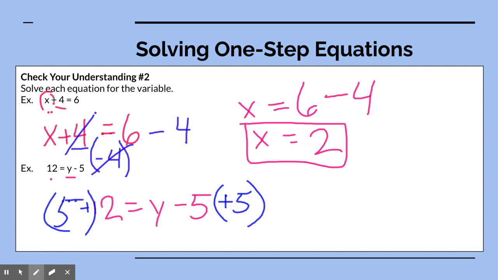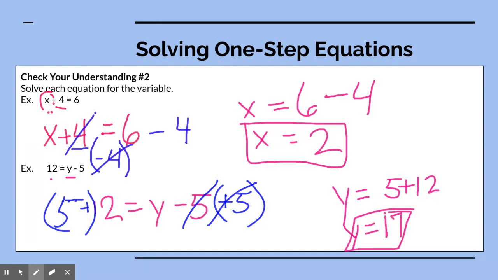Then that cancels out, that cancels out, and we should be left with y equaling 5 plus 12. And 5 plus 12 is going to equal 17. And then we have our answer.